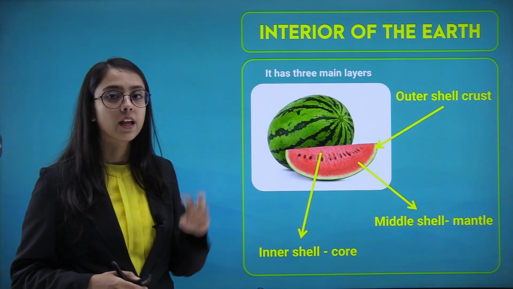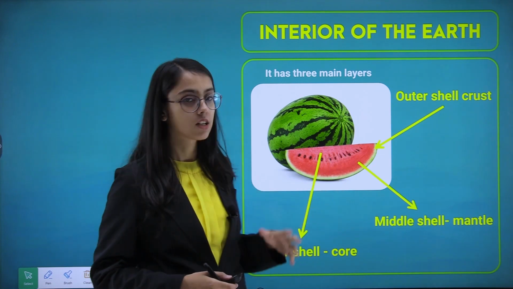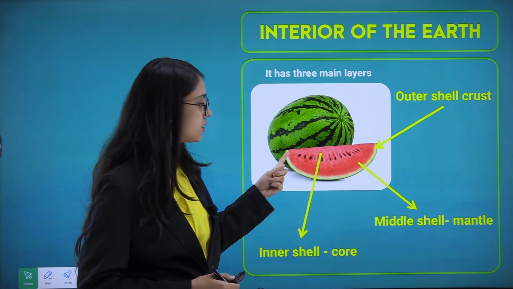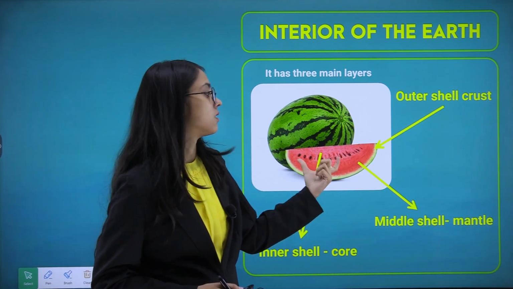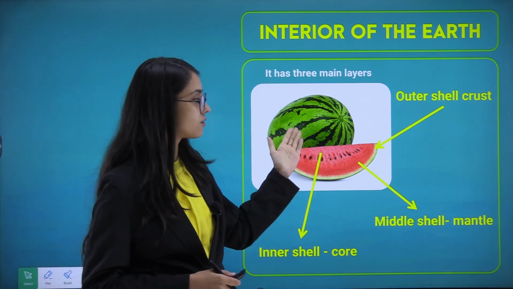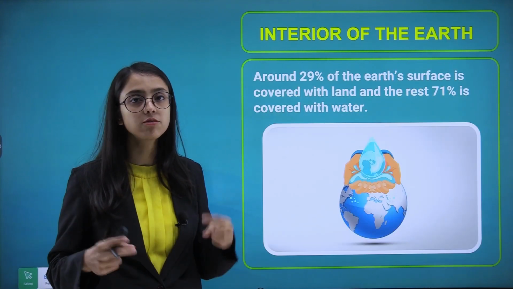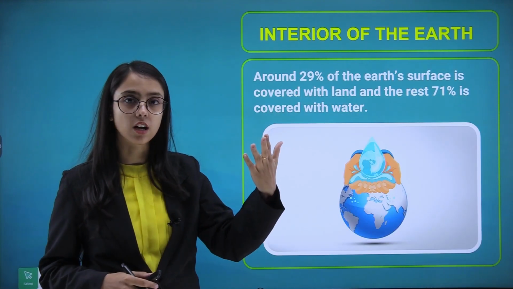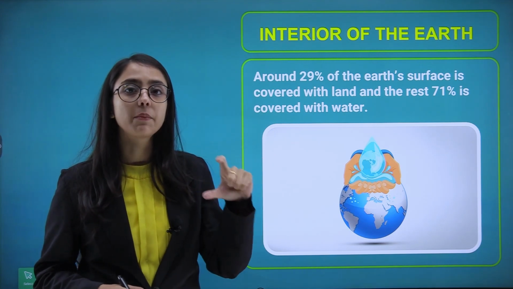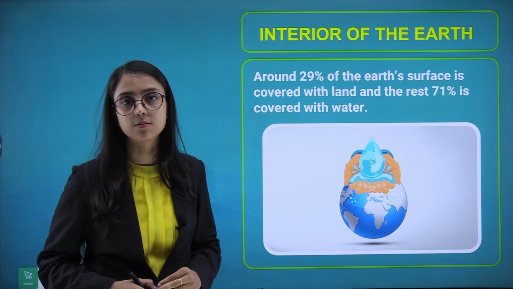Now, the earth has three major layers. The outer shell, the crust, just like the crust of the watermelon, the middle shell, the mantle, and the inside shell, which is the core. Similarly, our earth is also formed of these three layers: the crust, the land we live on, the mantle, the middle part, and the core, the molten and the hottest part.